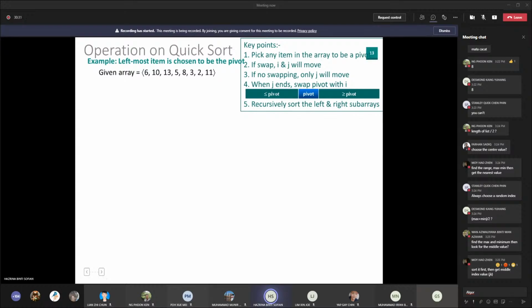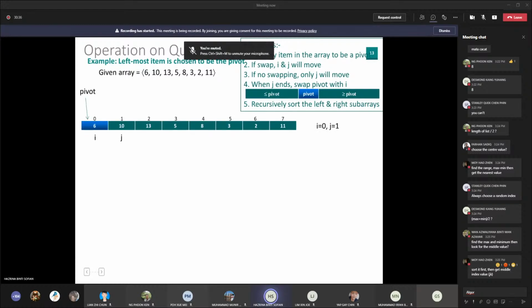So now the given array is 6, 10, 13, 5, 8, 3, 2, 11. In the quicksort algorithm, we initialize i as 0 and j as 1. For this example, we pick the leftmost as the pivot. So we can see here, the pivot and i share the same value because i has not moved yet.